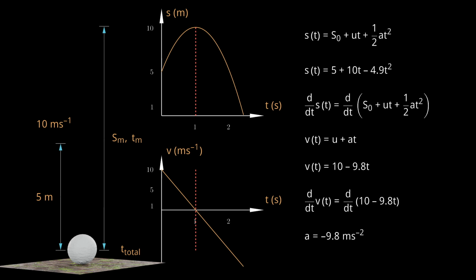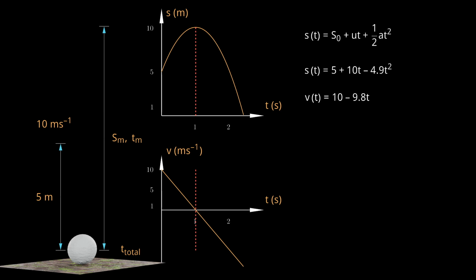We have two approaches to solve this problem. We can either use the displacement time graph to determine both the time and maximum height, or use the velocity equation to find the time to reach the highest point and then substitute it into the displacement equation to calculate the maximum height.